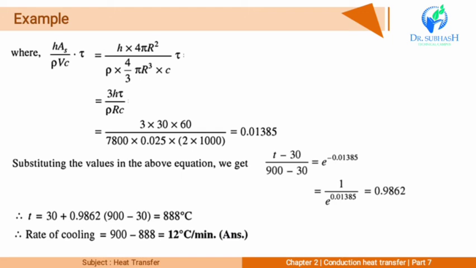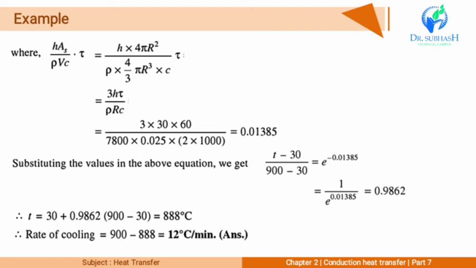Here the surface area of the ball is 4 pi r square, and the volume of this steel ball is equal to 4 by 3 pi r cube. By mathematical simplification, we get 3 into h into tau divided by rho into capital R into C. Putting the values of h equal to 30, time equal to 60 seconds, density 7800, R equal to 0.025, and c multiplied by 2 into 1000.